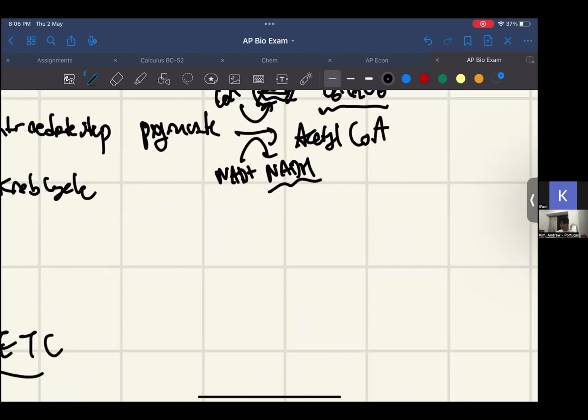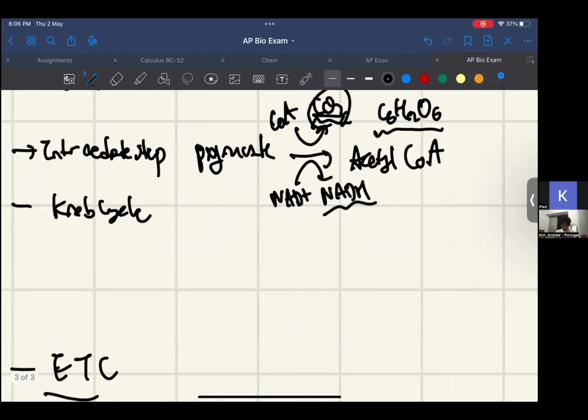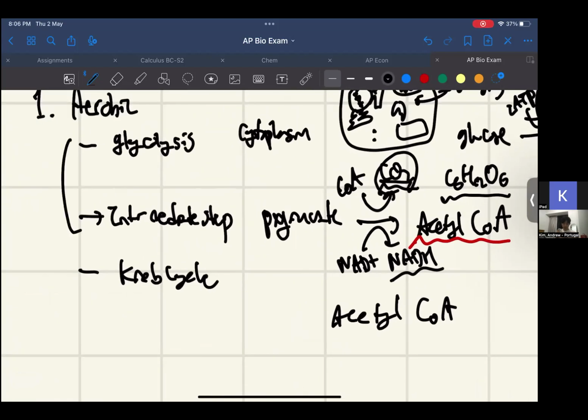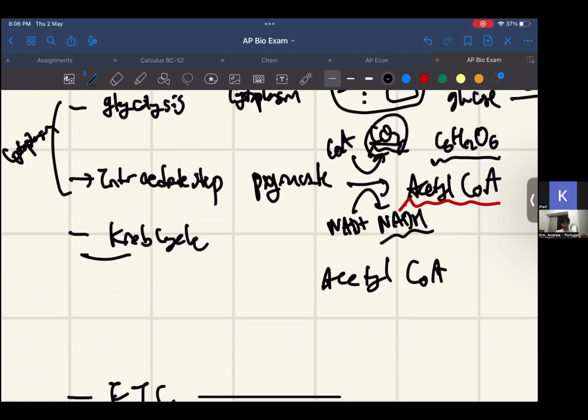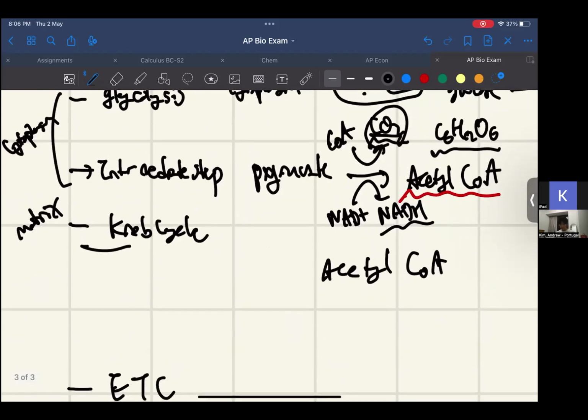Now, Krebs cycle is the most complicated part of cellular respiration, but what you really just have to know is this acetyl-CoA made in the intermediate step will go into this cycle in matrix, okay? So these 2 steps, glycolysis and the intermediate step, happen in cytoplasm. So right outside of the mitochondria, but the Krebs cycle actually happens in the matrix of the mitochondria. And matrix is here. Okay, so it actually happens in the matrix.